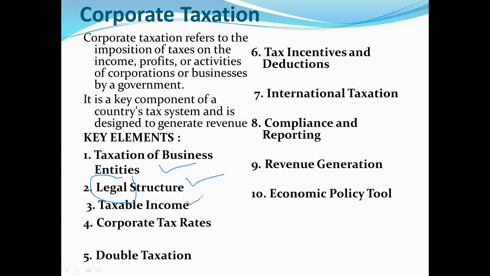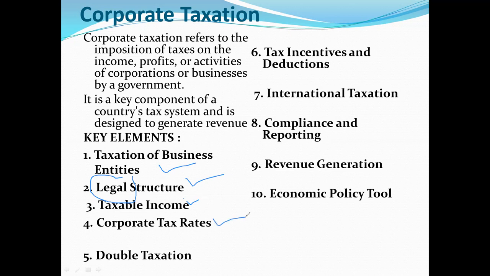Whatever income is there, on the total income you are not going to pay. Government will give certain exemptions. Certain deductions will be there. If you donate to certain funds, government will give certain deductions. So you are going to make use of all those deductions in reducing your tax.